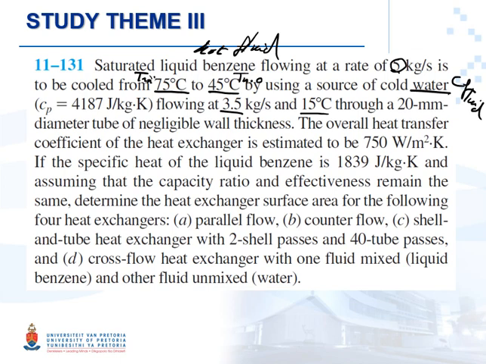Determine the heat exchanger surface area for 4 different configurations. A, parallel flow. B, counterflow. C, shell and tube heat exchanger with 2 shell passes and 40 tube passes, and D, cross flow heat exchanger with one fluid mixed, liquid benzene, and the other fluid unmixed, water.